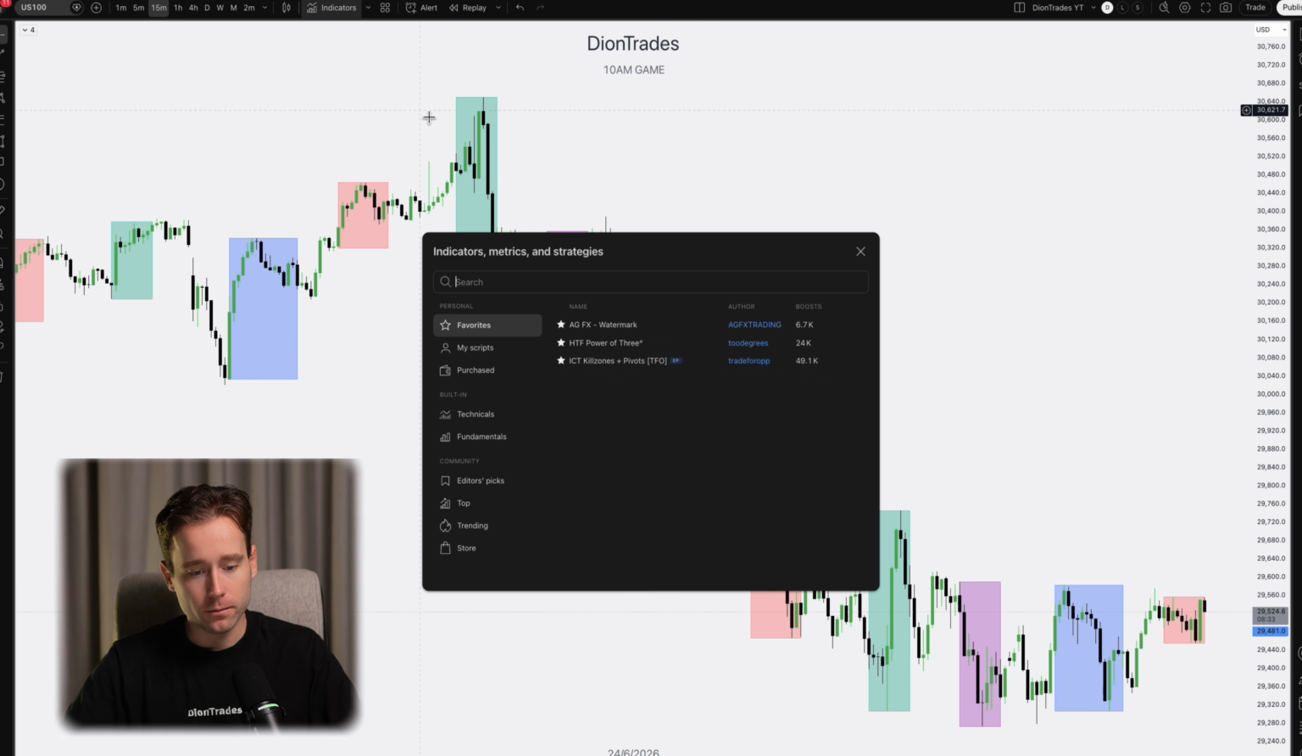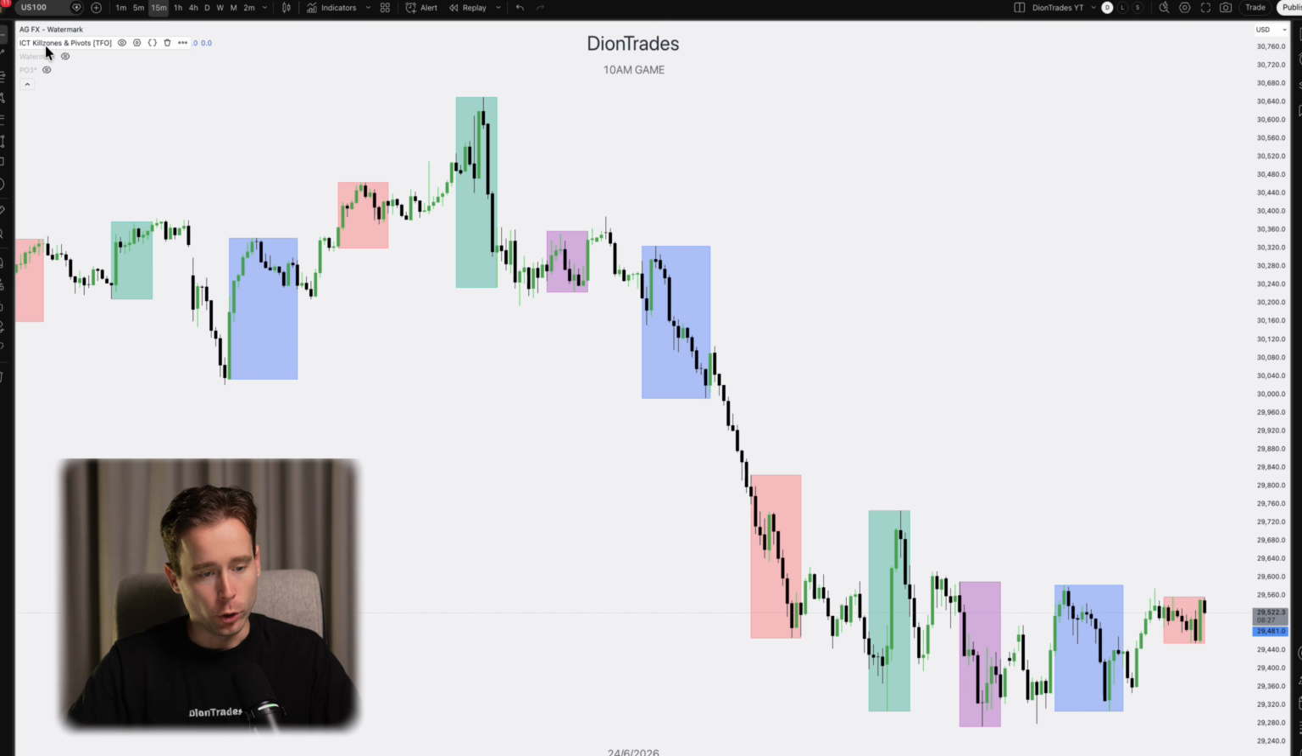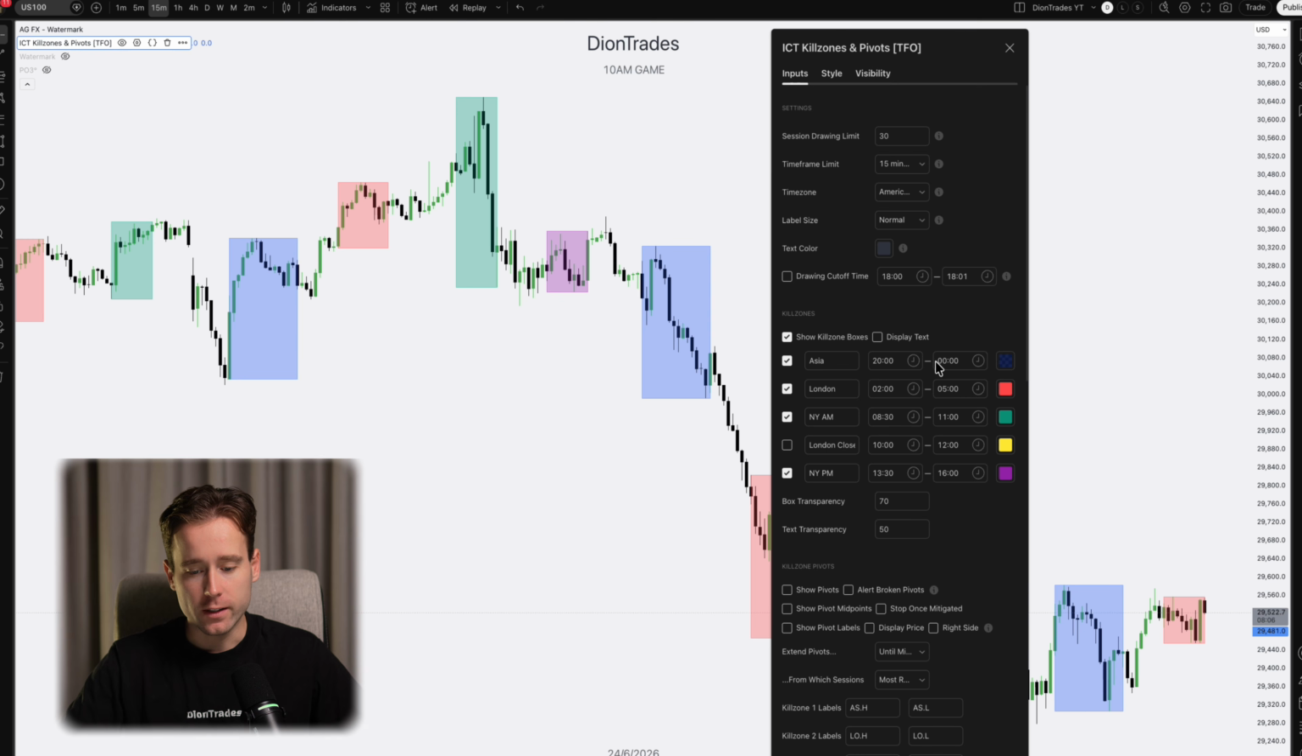It's an indicator called ICT kill zones and pivots. And if you add that in the settings, you can copy my settings. Asia from 8 till midnight, London from 2 to 5, New York AM from 8:30 till 11, and PM session from 1:30 till 4. So screenshot this if you want to add this indicator to your chart.